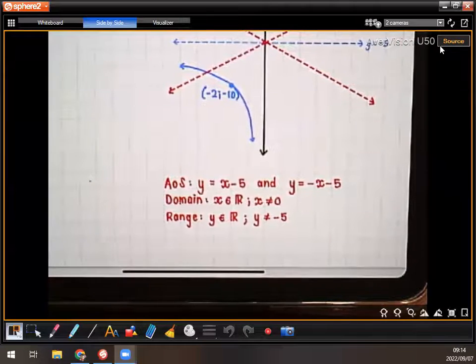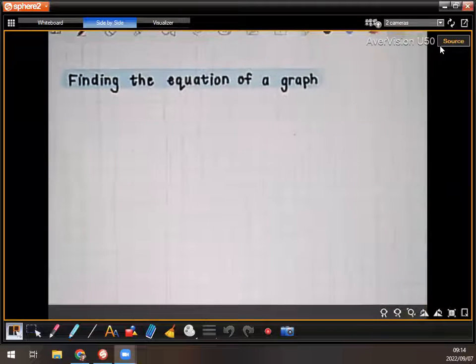All right, if you guys are done there, you can write the next heading. So I'm finding the equation of a graph. That's what we're doing today.